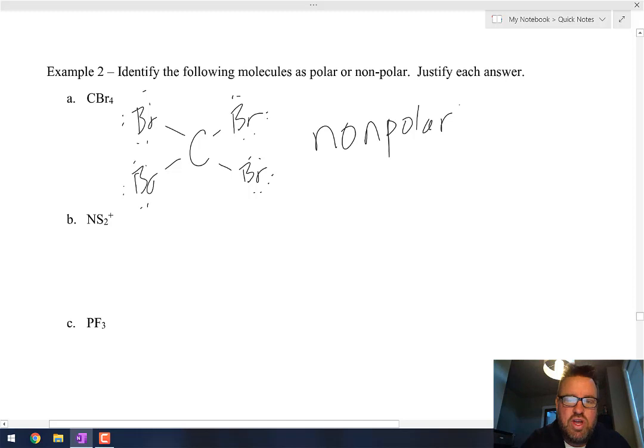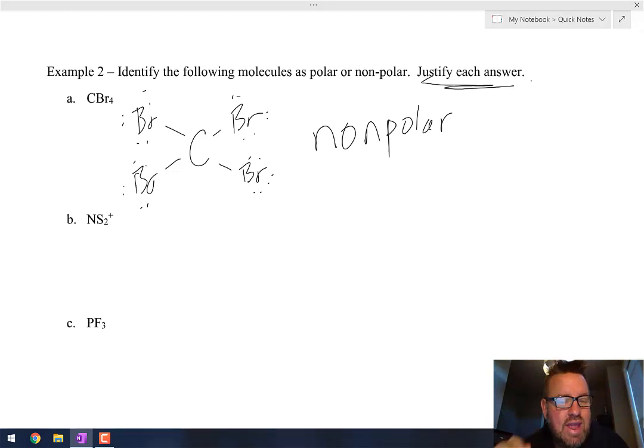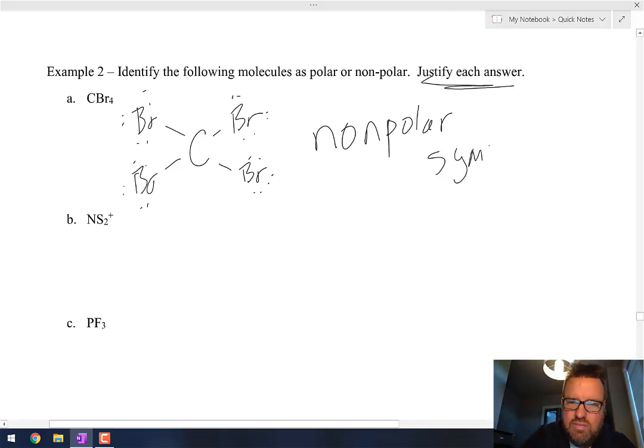And how would you justify that if I were going to write that? I would say it's non-polar because CBr4 is symmetrical, and therefore all the dipoles cancel, and that makes it non-polar. So that's, again, symmetrical, and talking about how the dipoles cancel. That's again what we're looking for.